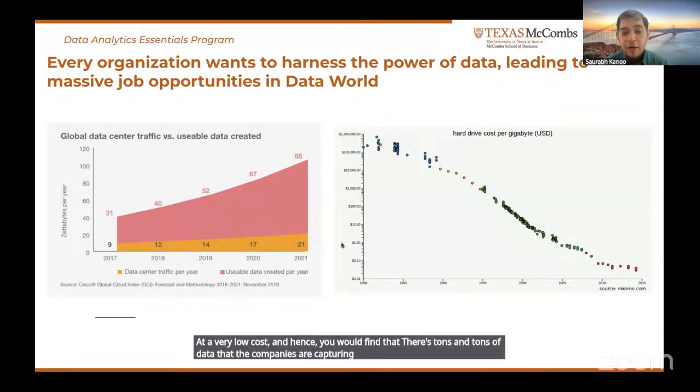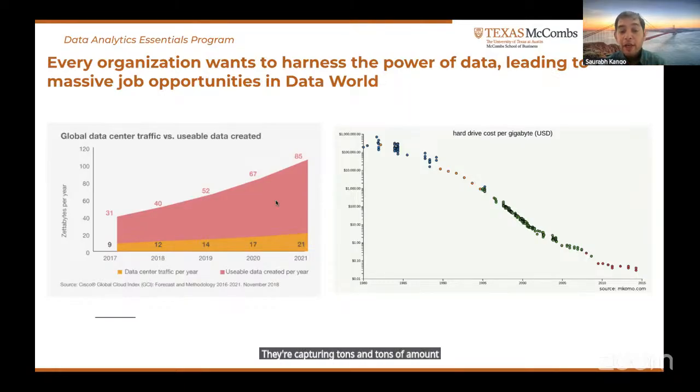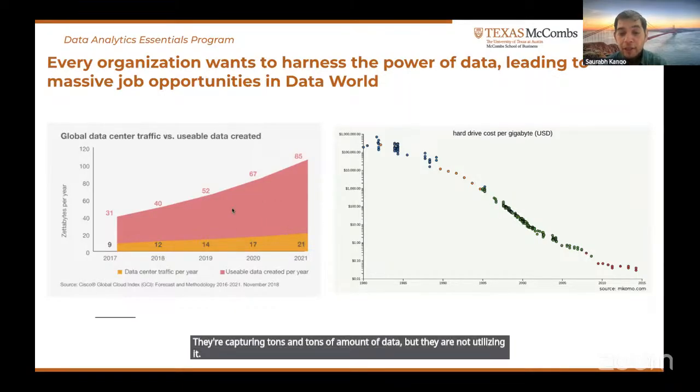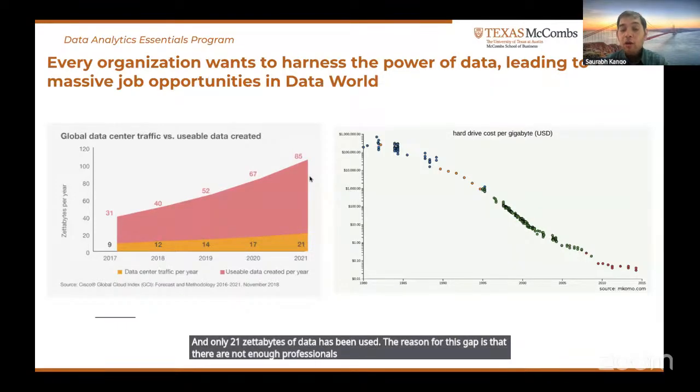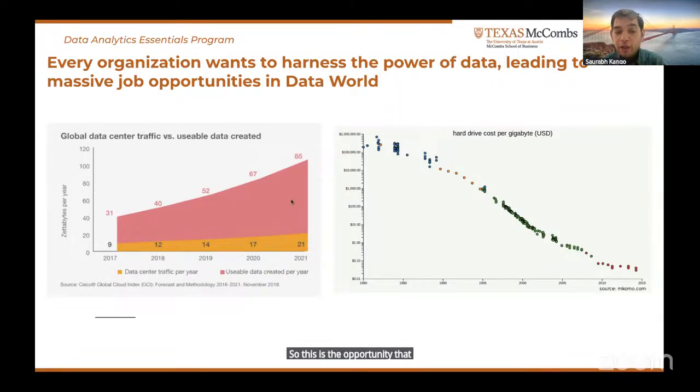And hence, you would find that there are tons and tons of data that the companies are capturing. If you look at the chart on the left-hand side, they're capturing tons and tons of data, but they are not utilizing it. The reason why, if you see, is that 85 zettabytes of data are getting generated every year, and only 21 zettabytes of data are being used. The reason for this gap is that there are not enough professionals who can work on this data and utilize it for companies to make decisions. So this is the opportunity that I'm talking about.